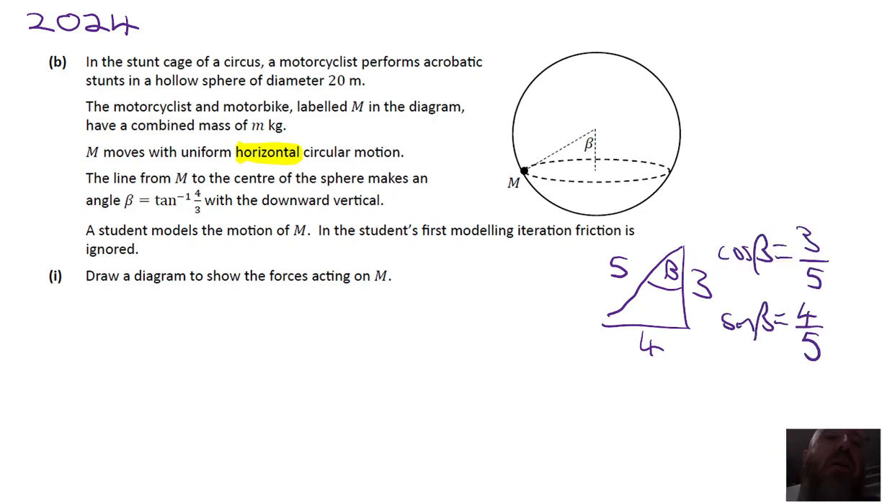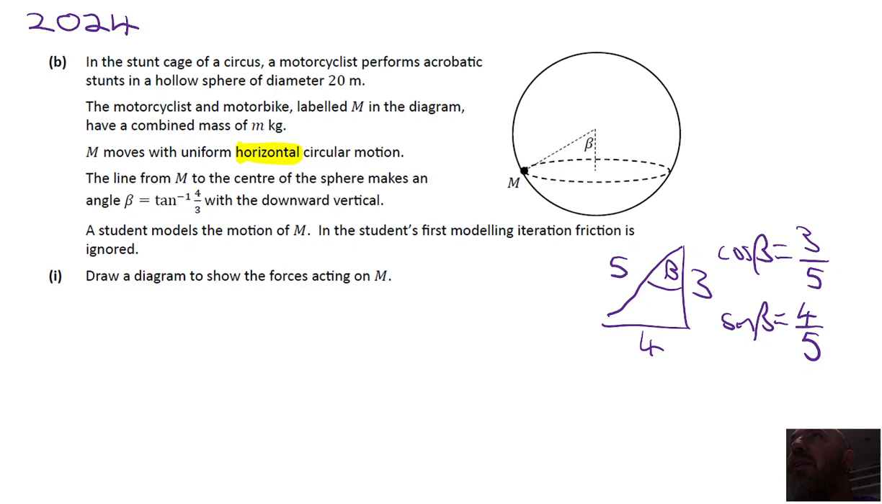So a student models the motion of M. In the student's first modeling iteration, friction is ignored. First modeling, so there's going to be a friction-heavy second part, I imagine. So draw a diagram to show the forces acting on M. So we have M, and what's acting on M? Well, presumably we are on Earth, so we have mg down. We haven't said otherwise, so we have mg down.